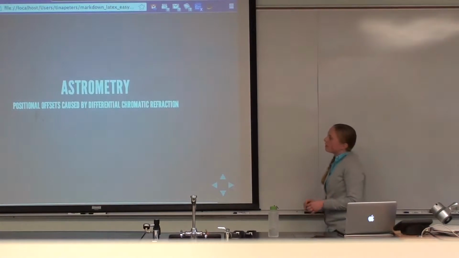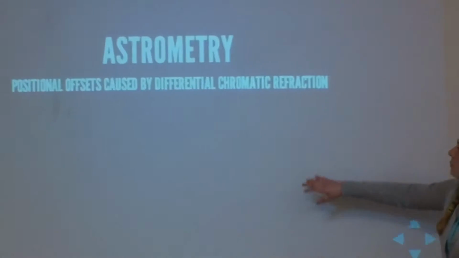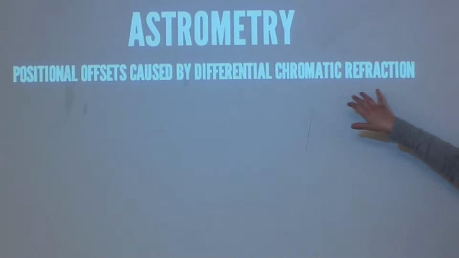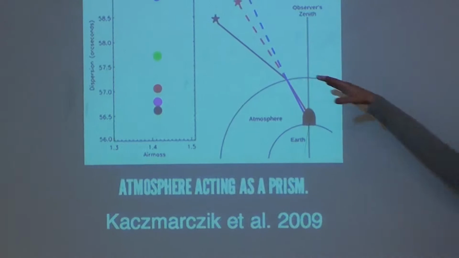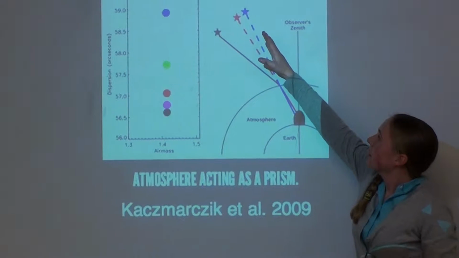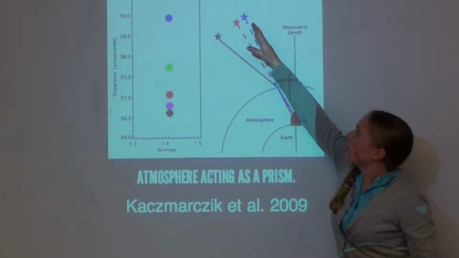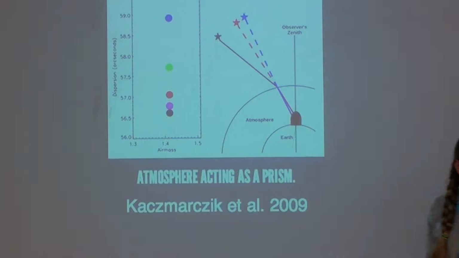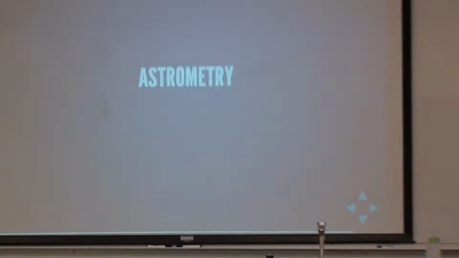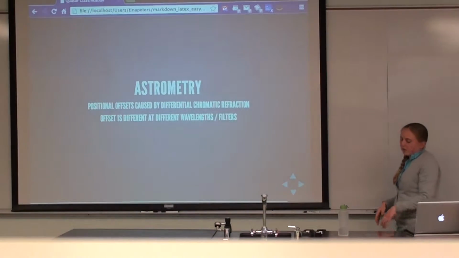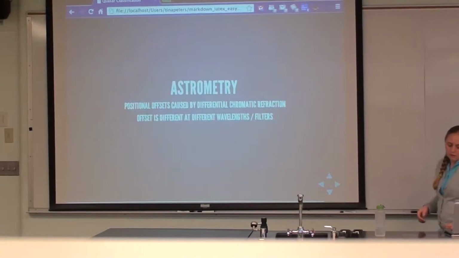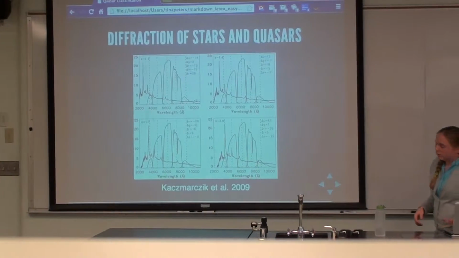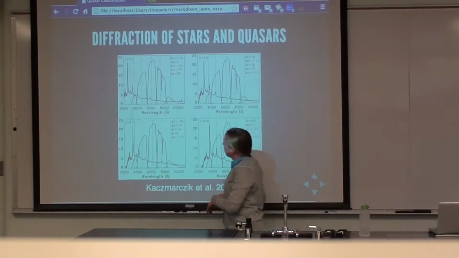So what we look at is the positional offsets caused by something called differential chromatic refraction. The air in the sky is refracting that light down, and we get a position for the object in blue, red, green, etc. Okay? And the offset is different in each of our different filters. So this is really overwhelming, but just look at one of them.